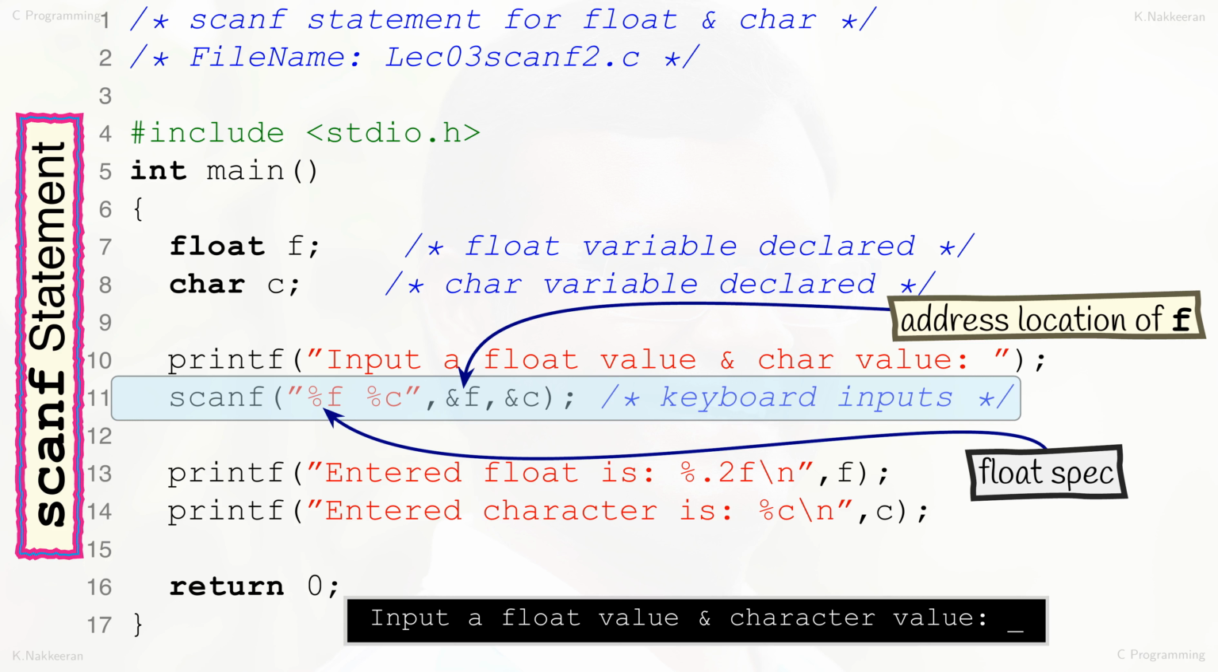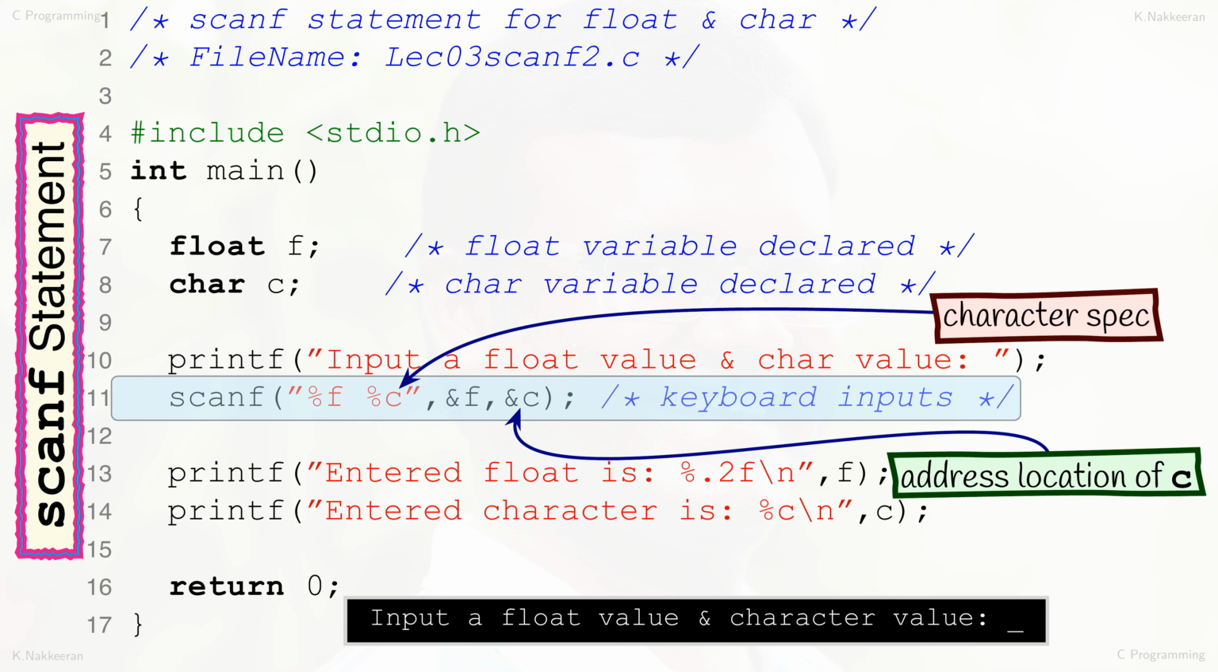In this C program using scanf statement, a float value and character value are received as inputs through the keyboard for the declared float variable f and character variable c. Specification %f is written to receive float value from the keyboard and store it in the memory location pointing to float variable f content. Note that ampersand is used as the pointer. Specification %c is written to receive character value from the keyboard and store it in the memory location pointing to character variable c content. Note that ampersand is used for the pointer.